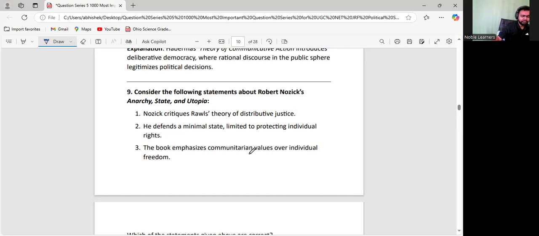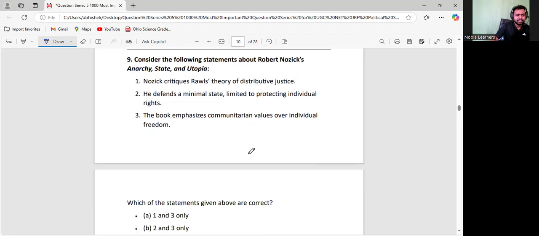Actually, he again revived the concept of the night watchman state, which was given by John Locke. So therefore he is often said to be the reincarnation of John Locke, right? Something like that. So let us understand the second one. He defends a minimal state limited to protecting individual rights. That's true.